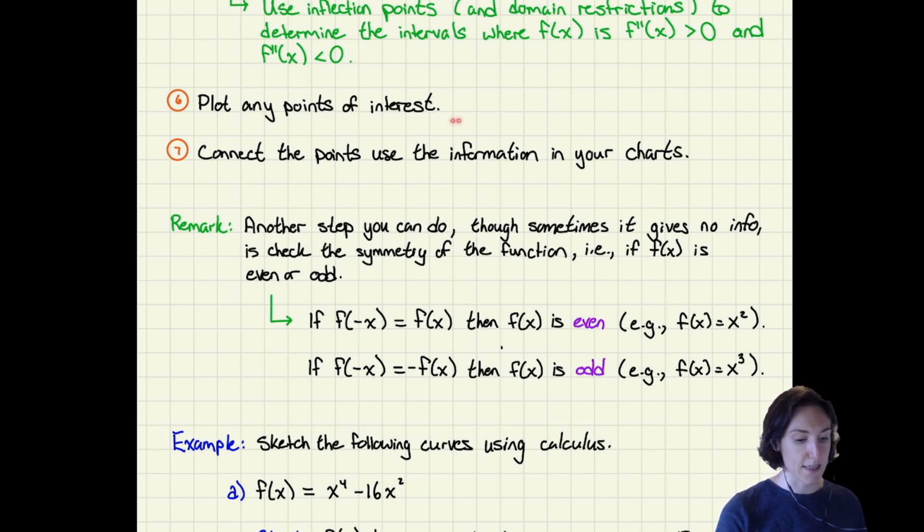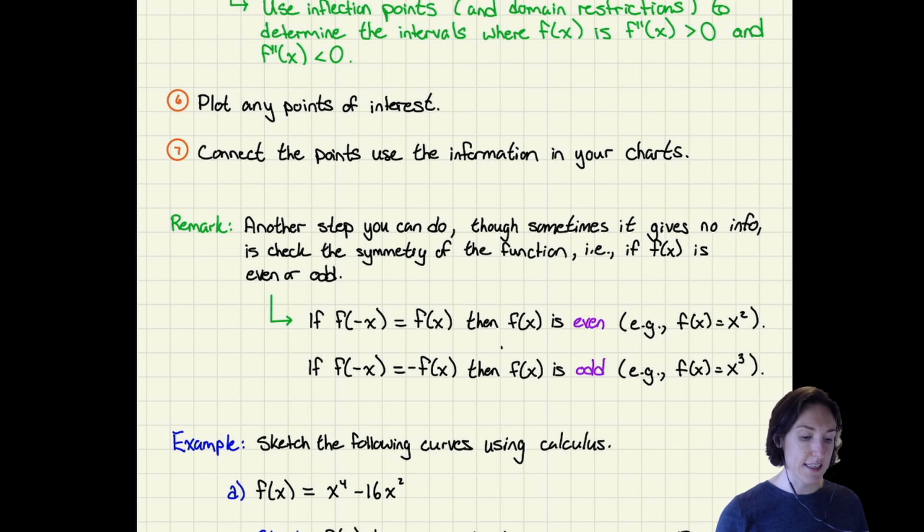Number 6 is I typically plot all the points of interest first, so the intercepts, if you have any vertical asymptotes, things like that, and then you connect all the points with the information in our first and second derivative charts. And another step for those, you don't have to do this step. It's not typically taught in this course, but I put it here anyway because it'll give you a better idea if you're on the right track or not.